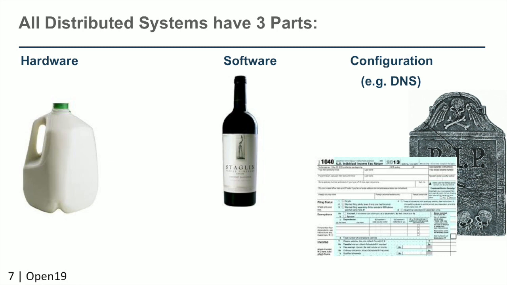Now, when I explain distributed systems, I start out by saying there's really three parts to all distributed systems. There's the hardware, the software, and the configuration. And you might say, why on earth do you pick those icons for those things? Well, the answer, of course, is that for hardware, you want the freshest possible. It's just like milk, all right?